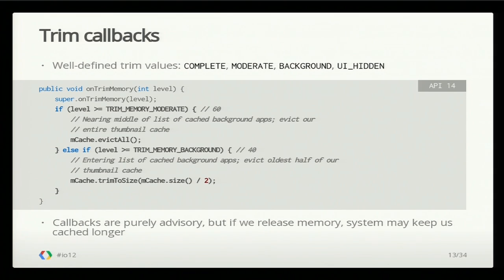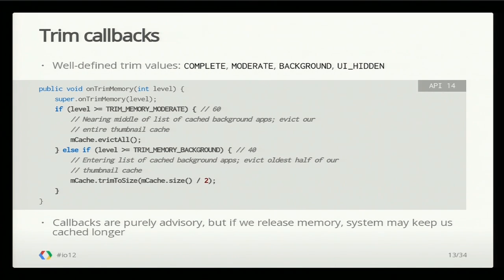Next, we'll be checking for a slightly lower level, TRIM_MEMORY_BACKGROUND, which has a value of 40. This is a hint from the system that our application is just entering the list of cached background apps. So the user was using us just recently, and they may have switched away to some other tasks. This is a place where the fact that we're using an LRU cache becomes valuable. Remember earlier that an LRU cache keeps track of which items we've used recently, and also which ones are the oldest items in the cache. So we can use the trimToSize method to evict or release the memory for the oldest half of the items in our cache.